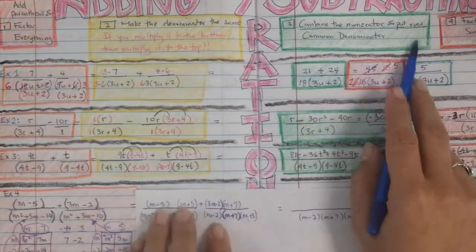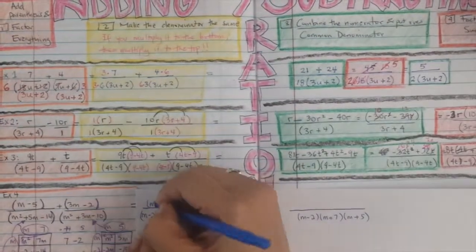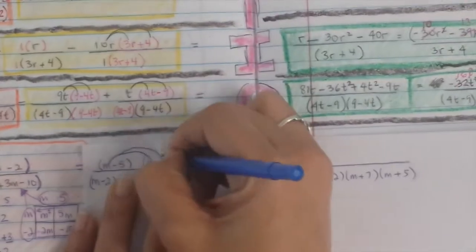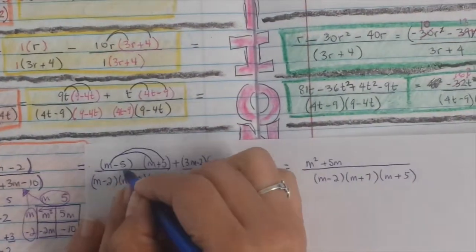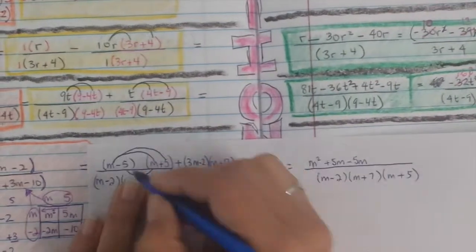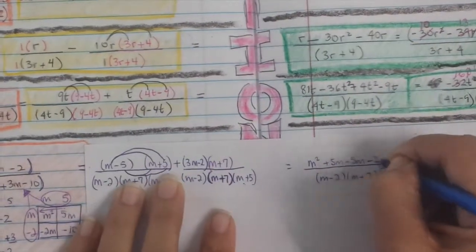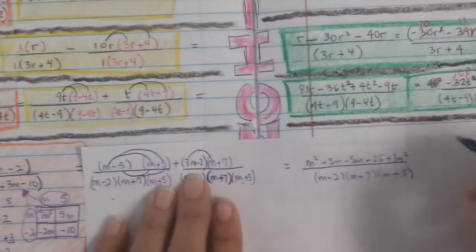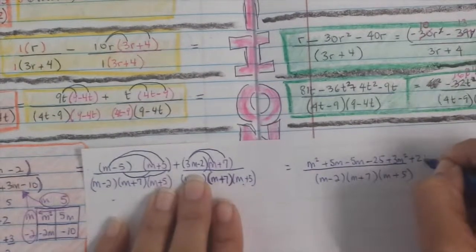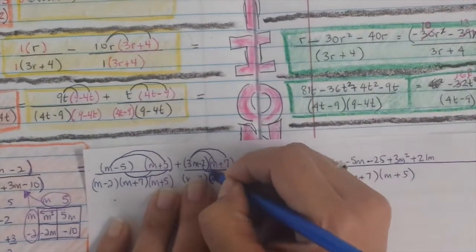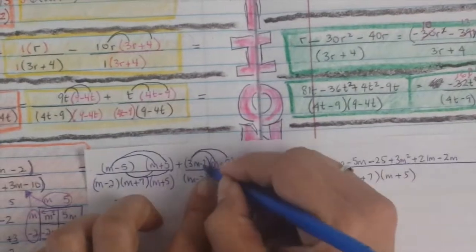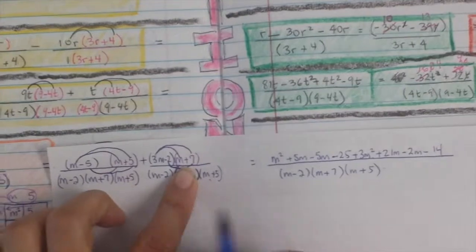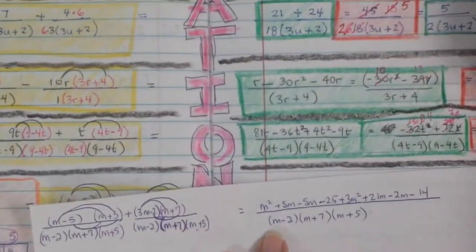So I'm just going to copy the common denominator. Alright, for the numerator, we're going to combine. So to combine, you have to get in the house. So m times m, m squared. Alright, then you're going to get negative 5m, negative 5m, negative 25, plus 3m squared, 21, negative 2m, and negative 14. Alright, so again, when you get in the house, that's what you're going to get.